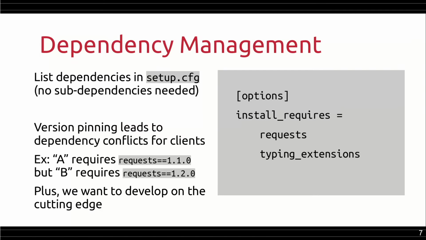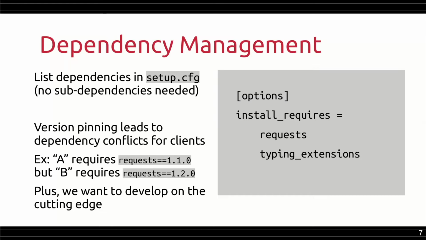We decided to list our dependencies in our setup.config file. No sub-dependencies needed, no dependencies of dependencies. We agreed that version pinning leads to dependency conflicts for clients. Right, if we require one package which requires requests 1.1.0 and another package which requires a different version of that, that'll lead to dependency conflicts. I'm sure we've all run into this.